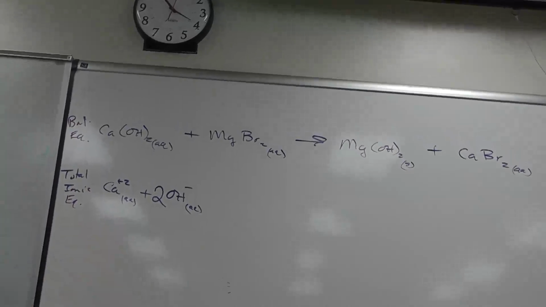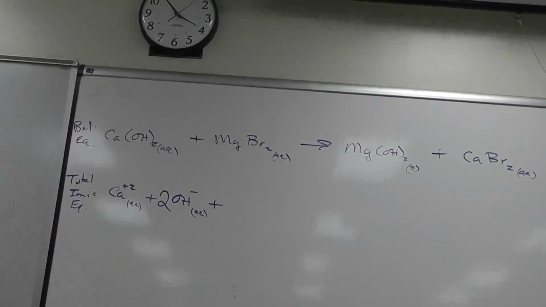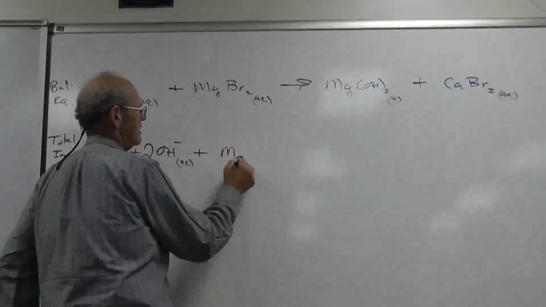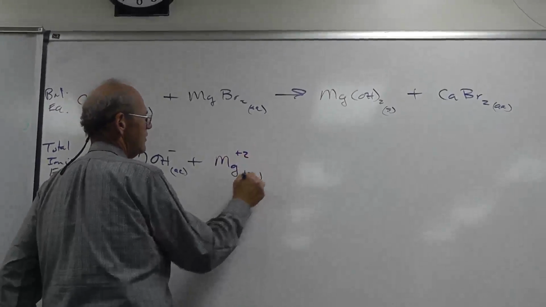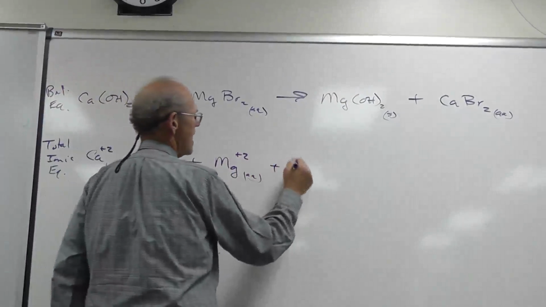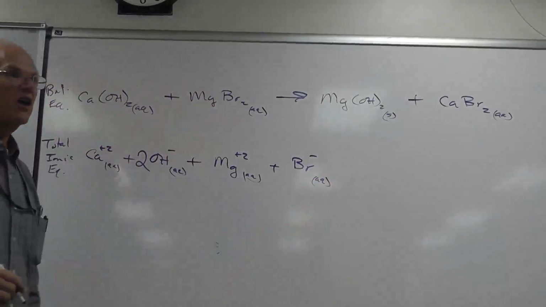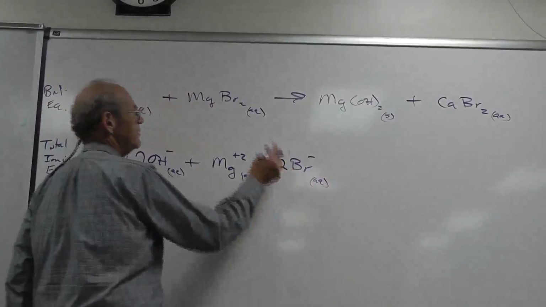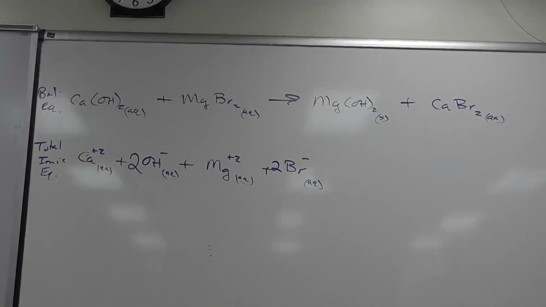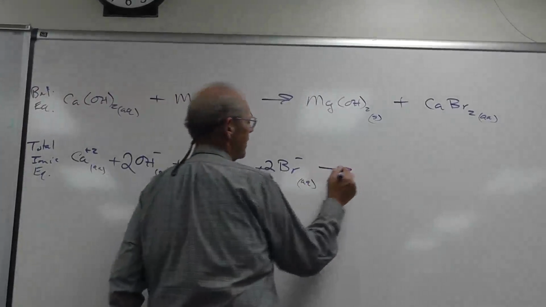Continuing on. Okay, the MgBr2 is an aqueous compound, so what would I write? Magnesium ion is positive 2, it's aqueous, and then what? Okay, the Br ion, it is also aqueous. Missing something. Coefficient of a 2 in front of it because it's used twice there. Everybody good?